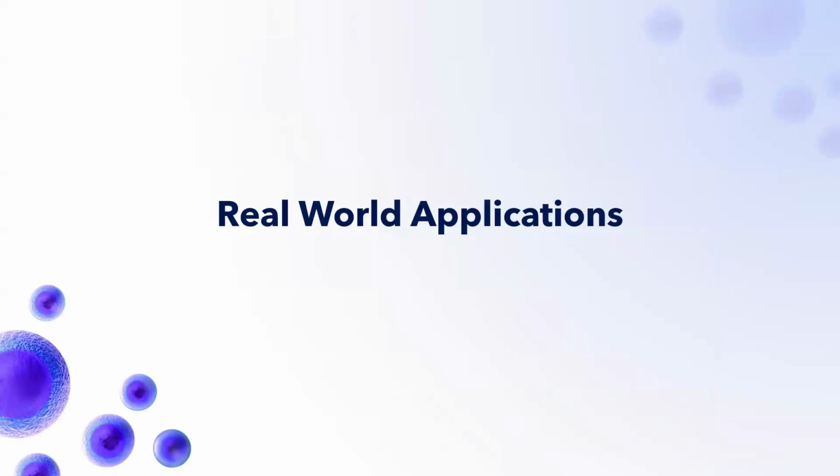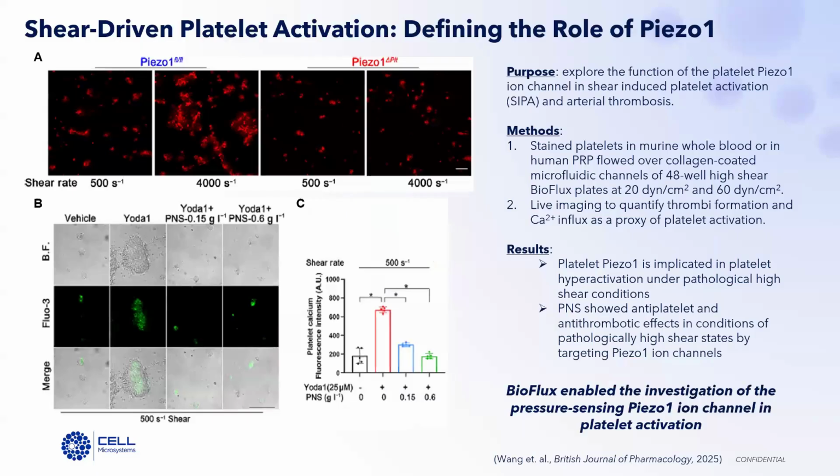We've reviewed how the system works. Let's look at published studies that have leveraged the BioFlux to model vascular processes and hemodynamics. In the first study, we can see how the BioFlux's ability to deliver controlled shear flow made it possible to examine a pressure-sensing ion channel in platelets called piezo-1. The goal was to understand how piezo-1 contributes to shear-induced platelet activation and arterial thrombosis.